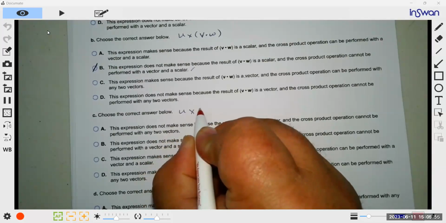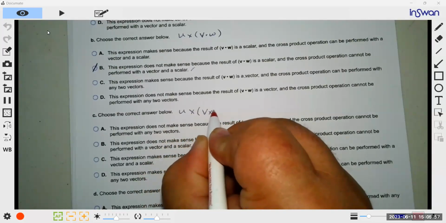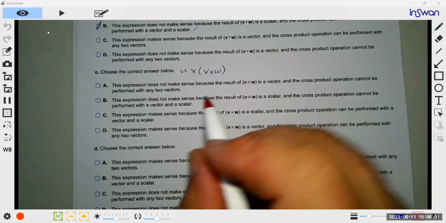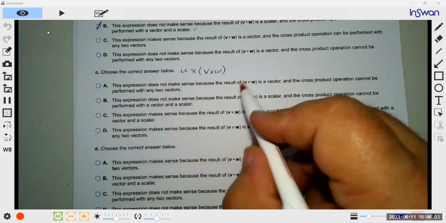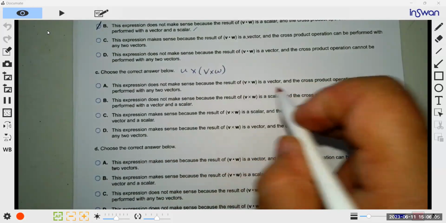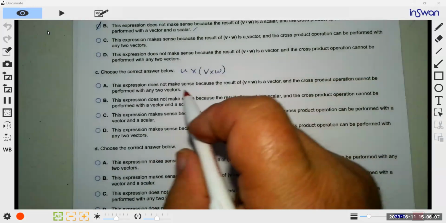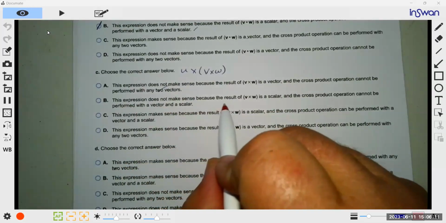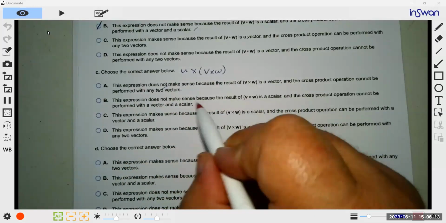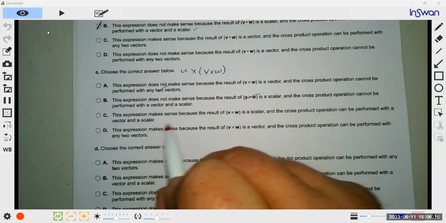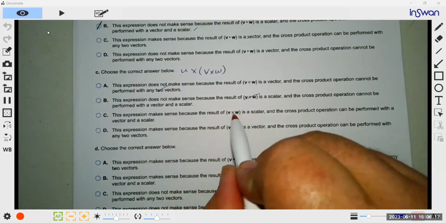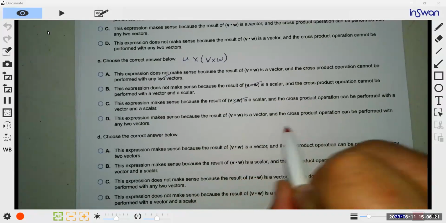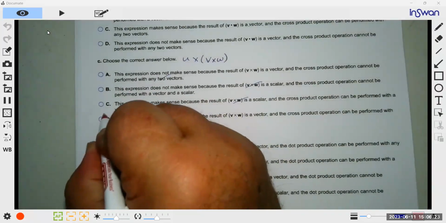U cross V cross W. The expression does not make sense because the result of U cross V is a vector and the cross product cannot be operated. Wrong. The expression does not make sense because the result is a scalar. Wrong. The expression makes sense because the result is a scalar. No. It makes sense because it's a vector and a cross product between two vectors. True.